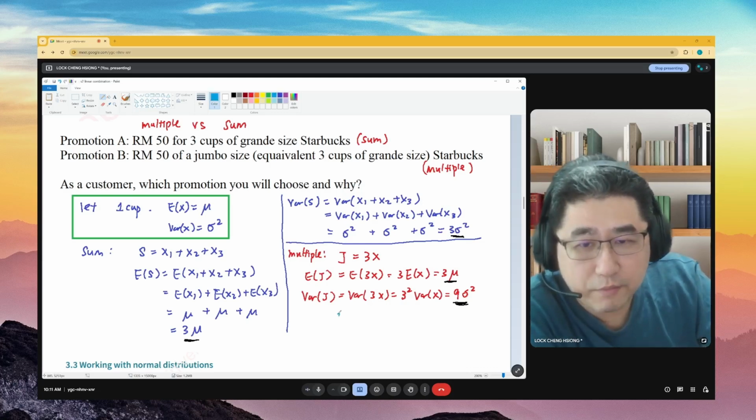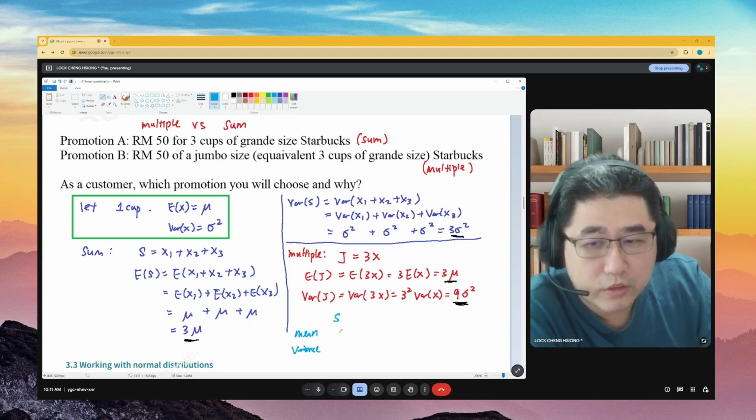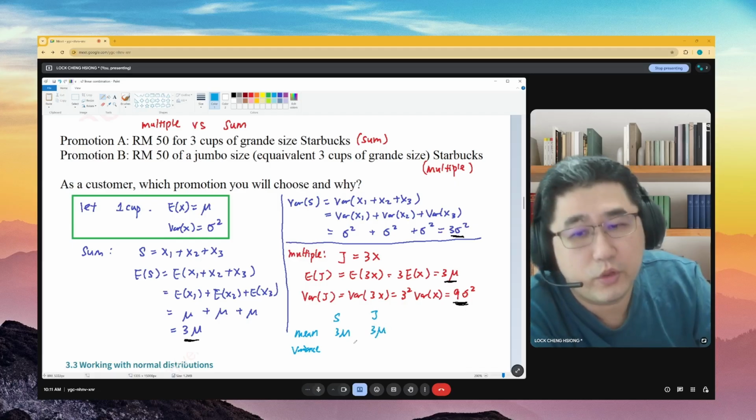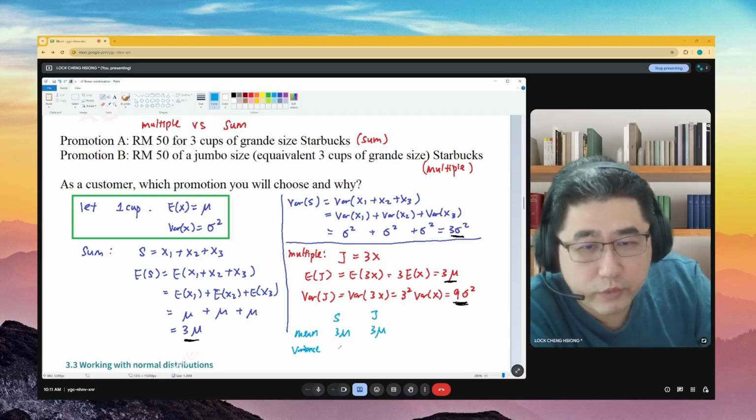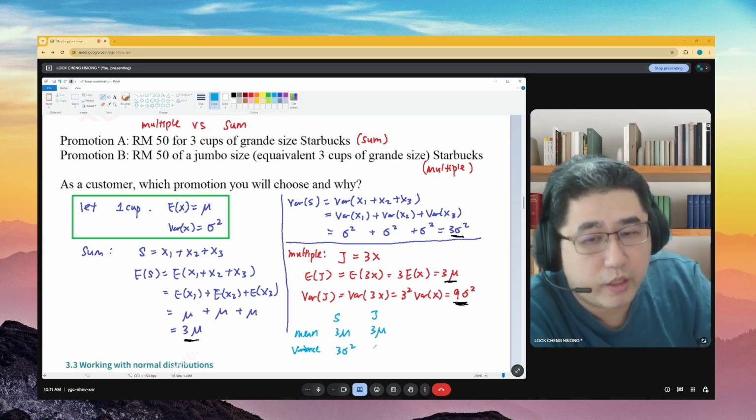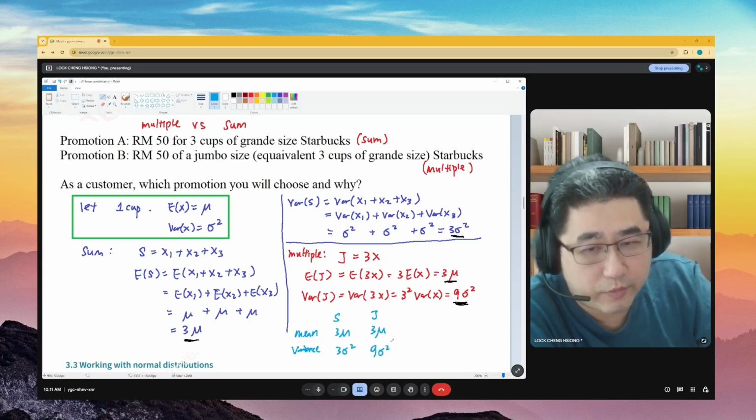For the sum, the mean, and the variance give me 3 mu. For the jumbo size, it also gives me 3 mu. For the variance, this one gives me 3 sigma square, and this one gives me 9 sigma square.